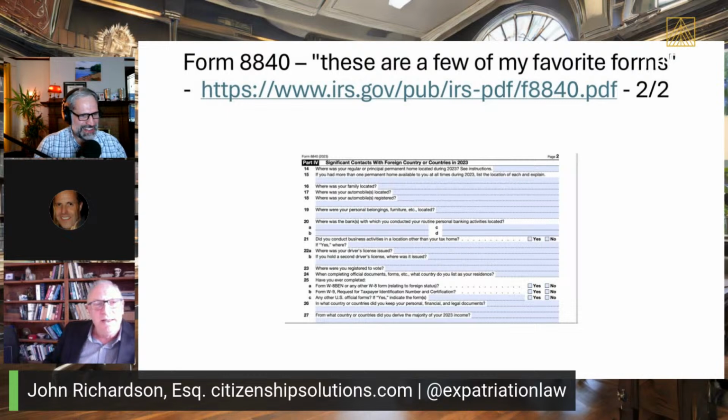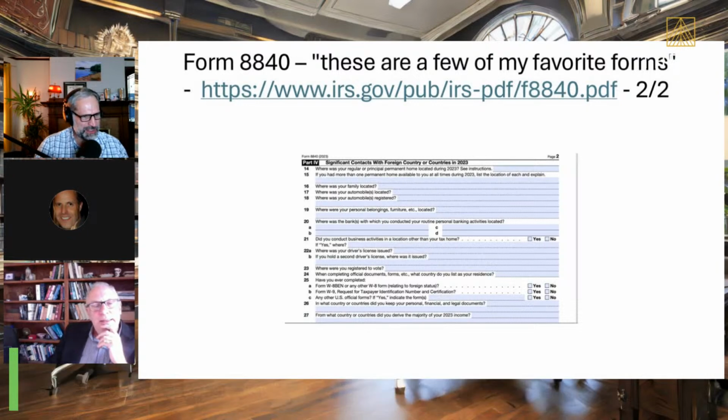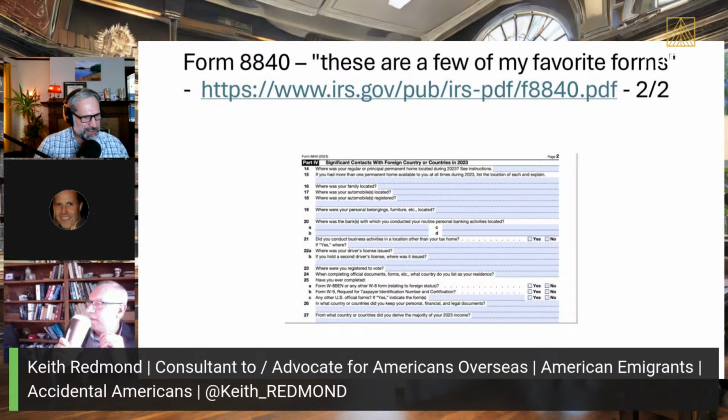totally disrespecting Americans abroad by ignoring their issues. It is so disrespectful to American citizens. Go ahead, Keith. No, I was just going to agree. Yeah, it's very disrespectful. It's the usual trolling for votes, and they have Congress people and so forth saying, please vote from overseas, but not once do they ever mention the issues of Americans overseas.